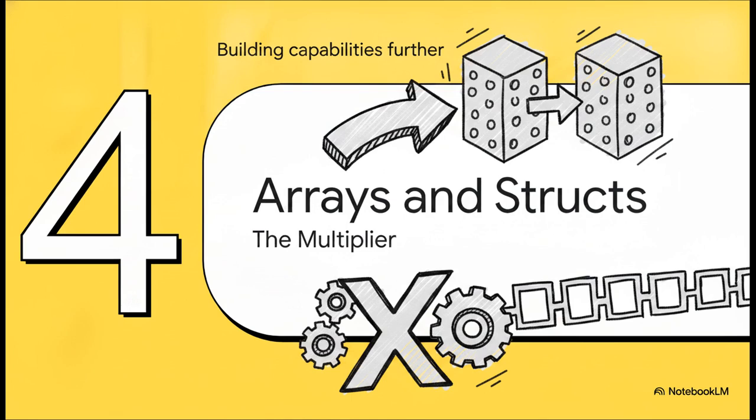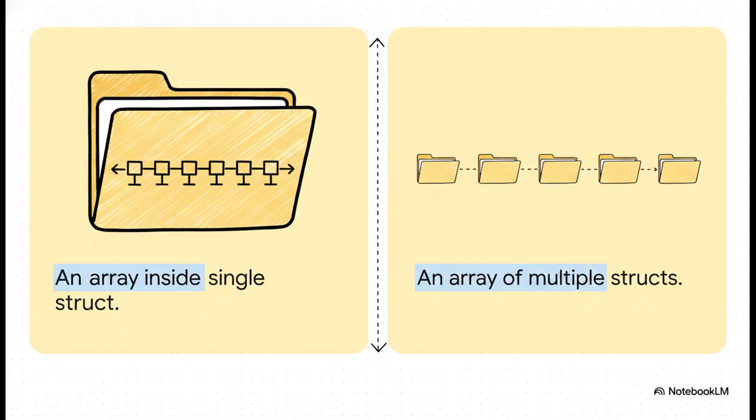Section 4. Combining arrays and structs. The multiplier. Let's see how this builds our capabilities even further by combining structs with another foundational C++ concept, arrays. Before we look at the code, it is absolutely crucial for your mental model to distinguish between two distinct concepts: nesting an array inside a single struct versus creating a large array list composed of multiple struct items. These sound super similar, but they serve entirely different architectural purposes.